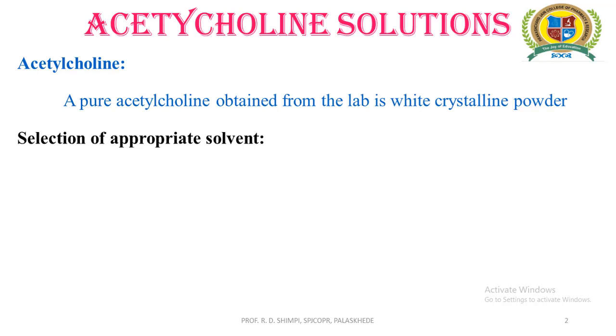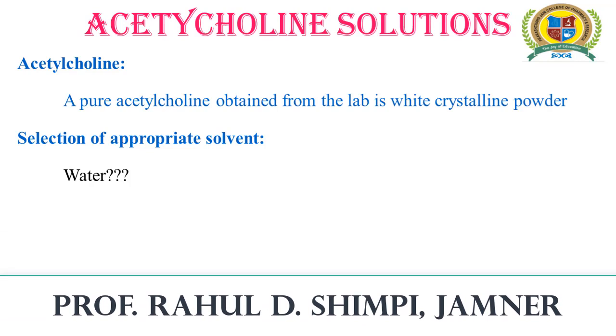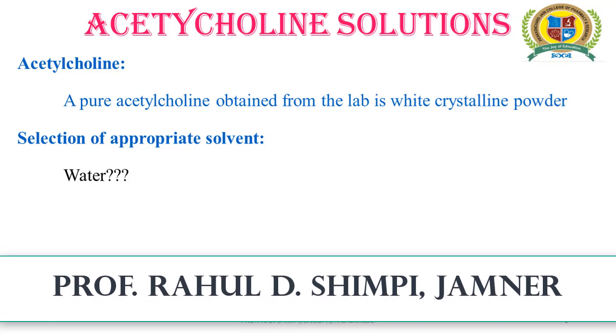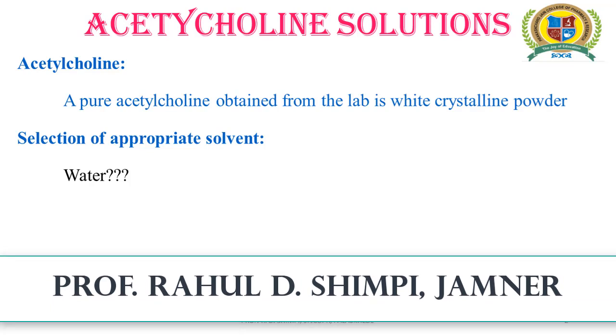Now friends, in order to prepare the acetylcholine solution, the next question that comes to our mind is what kind of solvent should be used, whether the acetylcholine solution can be prepared by using water. Of course not. We know very well that most drugs are prepared by using distilled water as a solvent, but acetylcholine is not that case. In case of acetylcholine, you have to prepare the solution by using 5% NaH2PO4, that is 5% sodium dihydrogen phosphate, as a solvent.